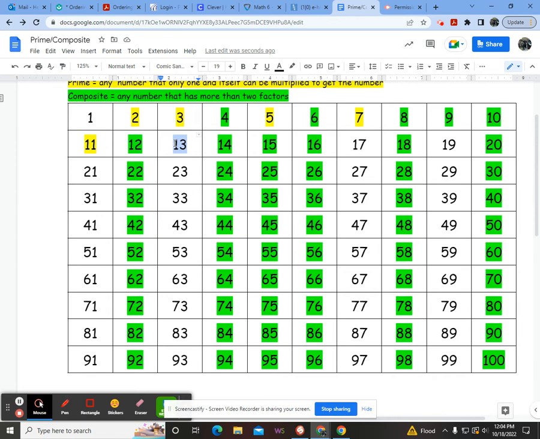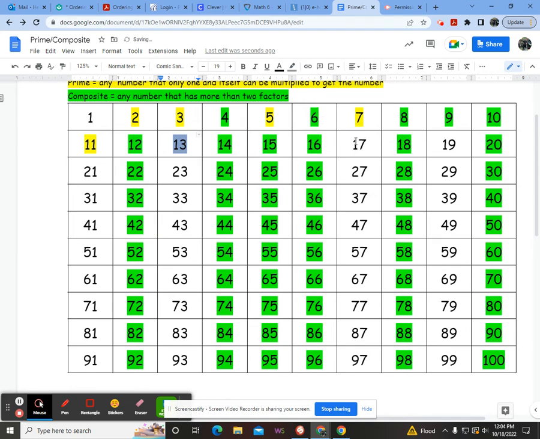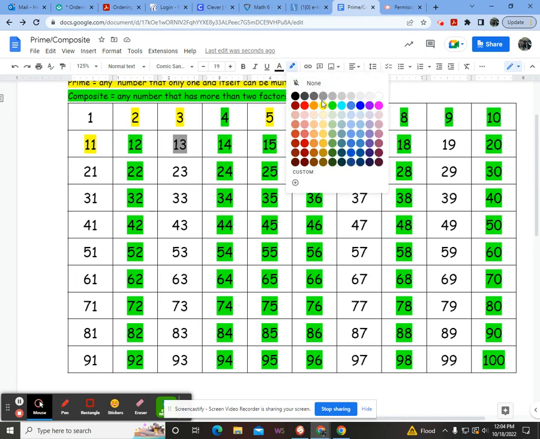13, what do we think? Prime or composite? Prime. It is prime, so we're going to go yellow. Skipping all the way over to 17, what do we think? Prime. Also prime, so yellow.